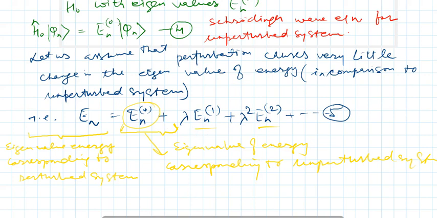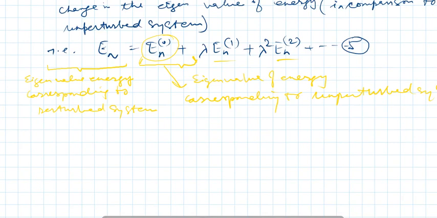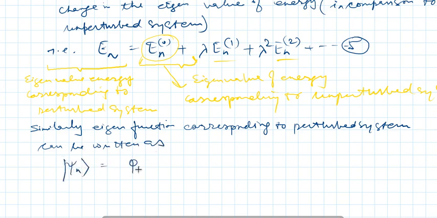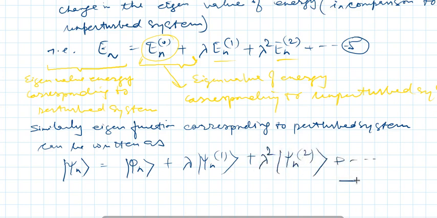And similarly, I can write down the eigenfunction corresponding to the perturbed system as psi n equal to phi n plus lambda psi n1 plus lambda square psi n2 and so on, and let me call this equation number 6.